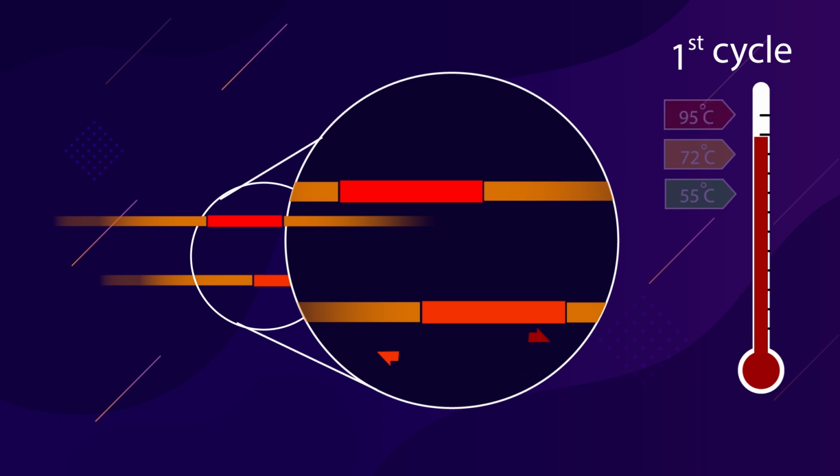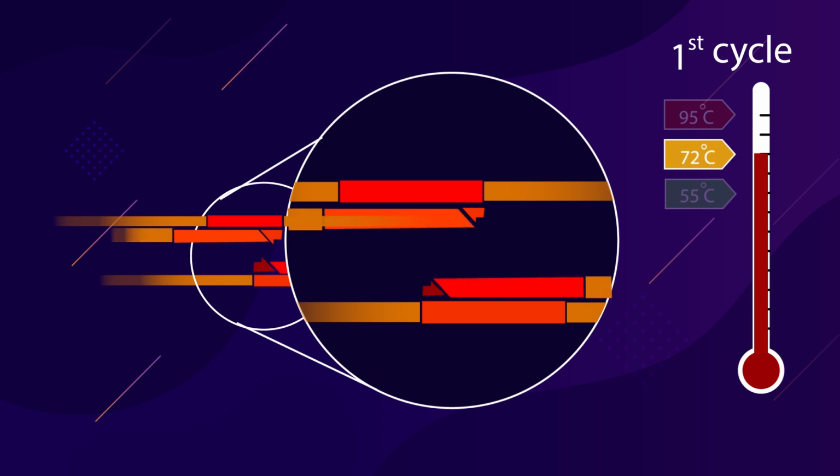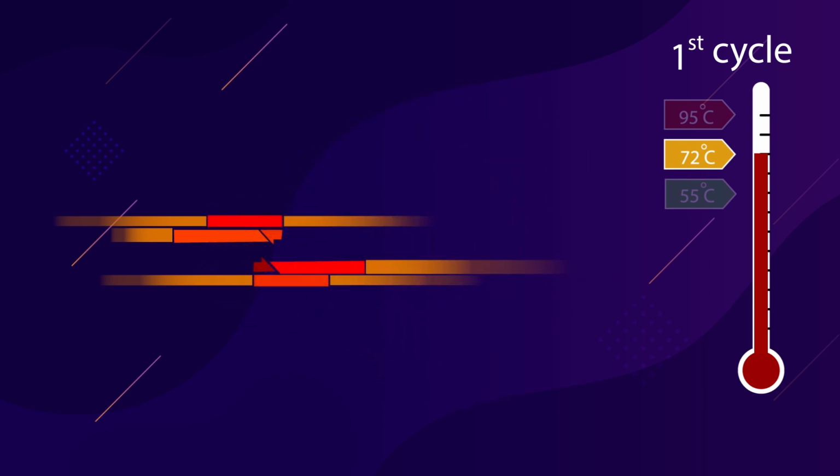After lowering the temperature, the primers hybridize to the DNA, where they bind specifically to the ends of the desired target sequence. A heat-stable DNA polymerase and nucleotide triphosphates are added. The polymerase extends the primers and synthesizes new complementary DNA strands. At the end of this first cycle, 2 double-stranded DNA molecules are produced that contain the target sequence.